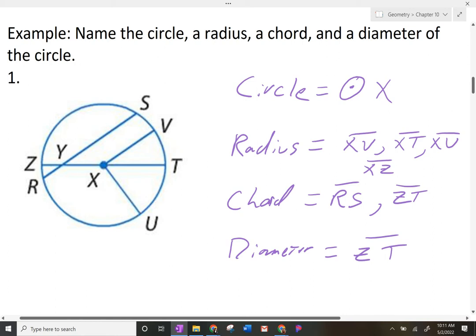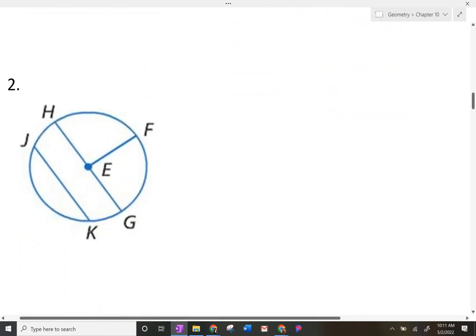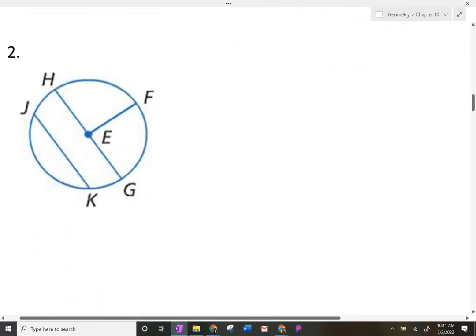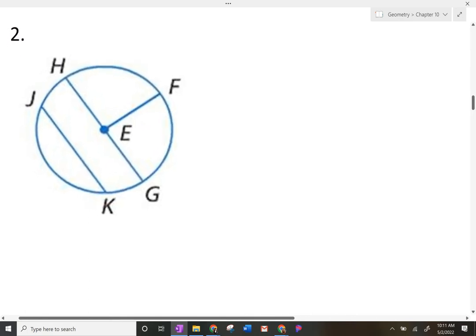So far, so good? Okay, this one you're going to help me out. I'm not going to make you do all of them, but here's the next circle we have. You can write it if you'd like. This is the one where you guys tell me all my answers.